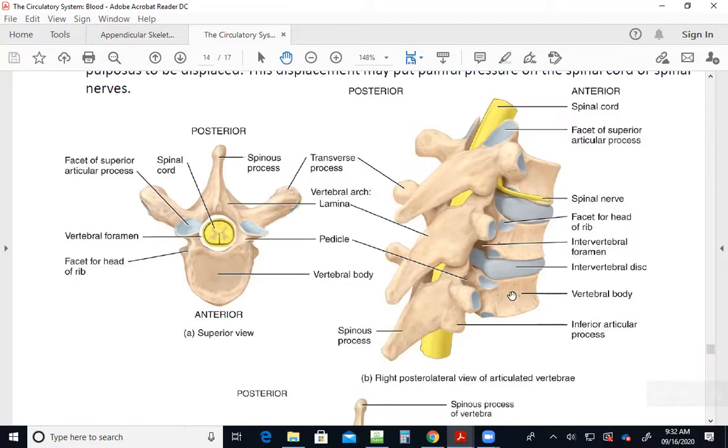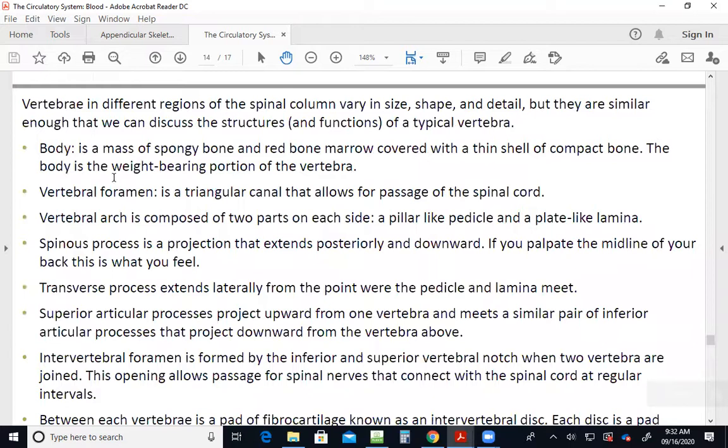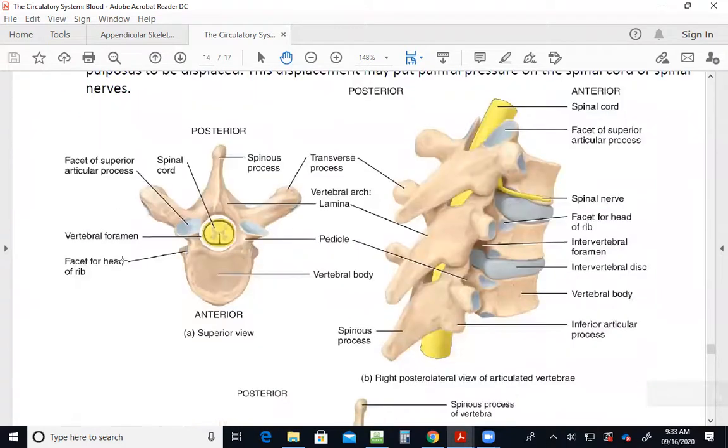First thing I want to talk about is the vertebral body, which you'll want to highlight in both of these two images. The massive spongy bone and red bone marrow covered with a thin shell of compact bone. This is where our body weight is supported. Now, to protect the vertebral body from another vertebral body, between them is an intervertebral disc. You guys know what inter means, right? Tell me what it means. Between. So between vertebrae is a pad of cartilage. We'll talk more about that here in just a minute. You want to highlight that though. The vertebral body is always anterior.